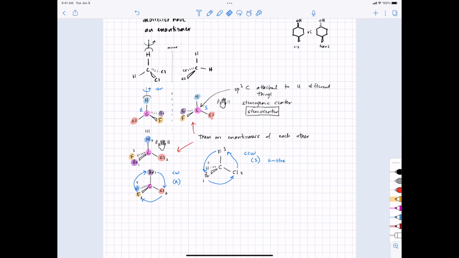Follow-up questions? Yes? So not related to that, but for this numbering here, the lowest priority group is always pushed to the back, and then from there you just number counterclockwise or clockwise, right? That's right. The way we're choosing to assign R versus S is that we put the lowest priority group 4 in the back. I'll show you what to do if you don't want to do that. There's a shortcut. Show us. Yes. All in good time, young Padawan.